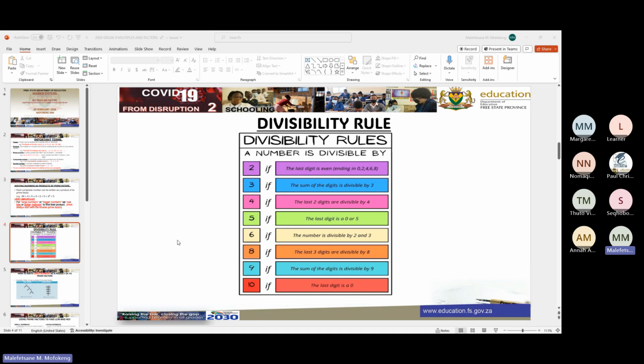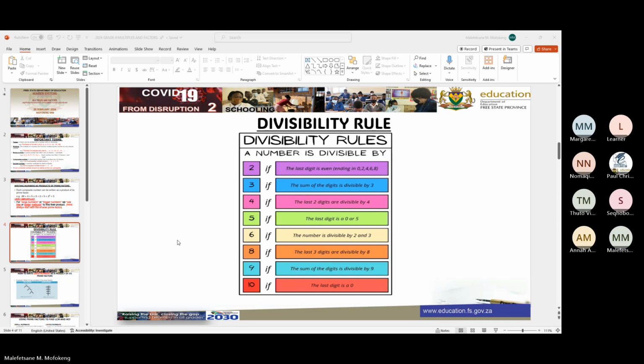Divisibility rule: a number is divisible by 2 if the last digit is even. If the number ends with 2 or another even number, that number can be divided by 2. 3: if you want to see whether 3 can go into that number, you must add the sum of the digits. If the sum of the digits is divisible by 3, therefore that number is divisible by 3.